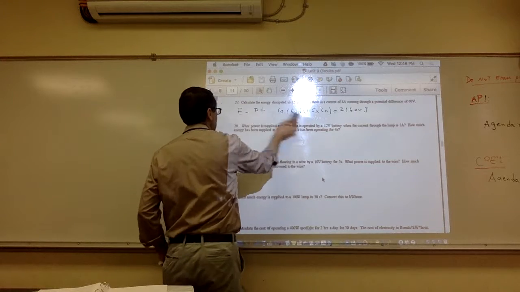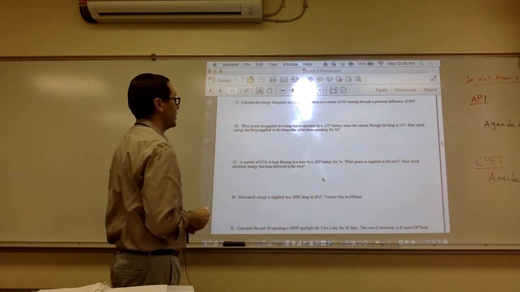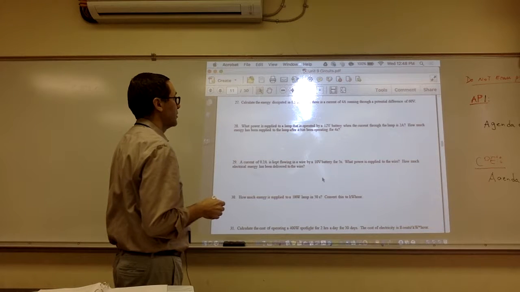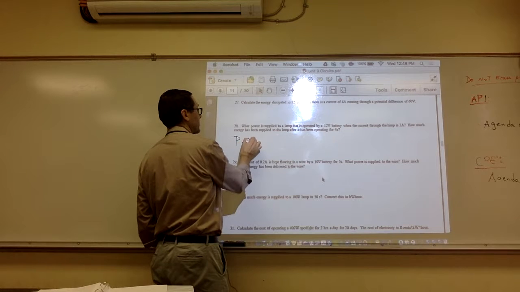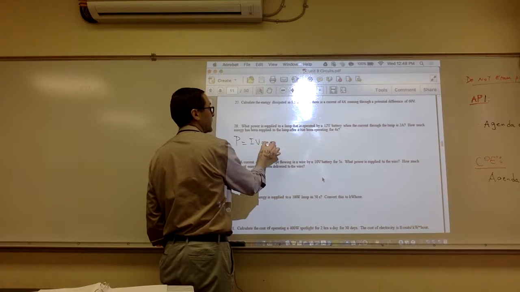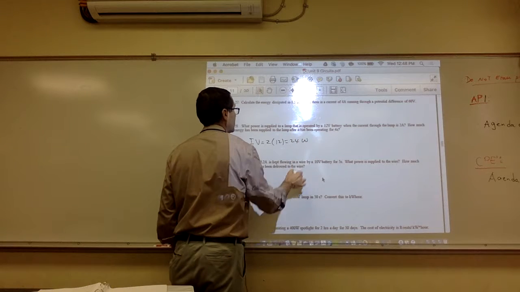Okay, number 28. What power is supplied to a lamp that is operated by a 12-volt battery when current through the lamp is 2 amps? So power is I times V. So it's 2 times 12. So that's 24 watts.